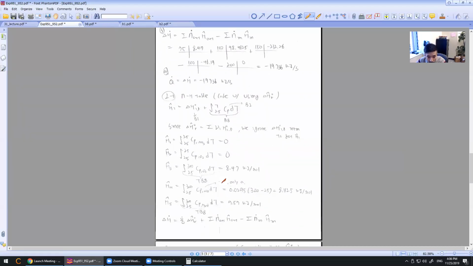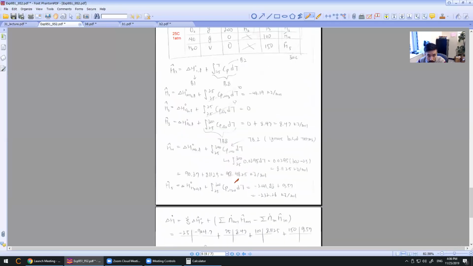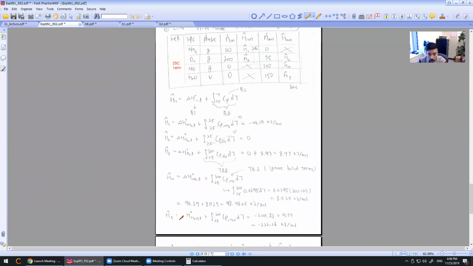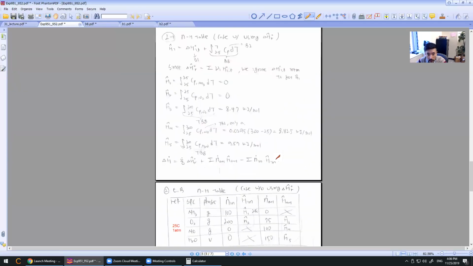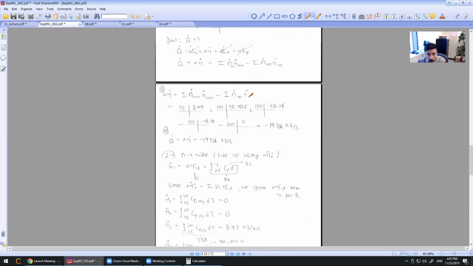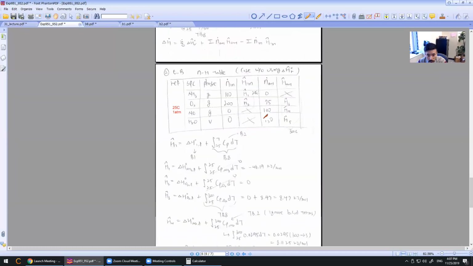Okay. Now we have found everything. Here, H hat 5, we found this one. So we have all the numbers. Finally, what you need to apply is this equation. That is going to be delta H dot equals the sum of n dot out multiplied by H hat out, minus the sum of n dot in multiplied by H hat in. So it's going to be this multiplied by this, plus this multiplied by this, plus this multiplied by this, right?